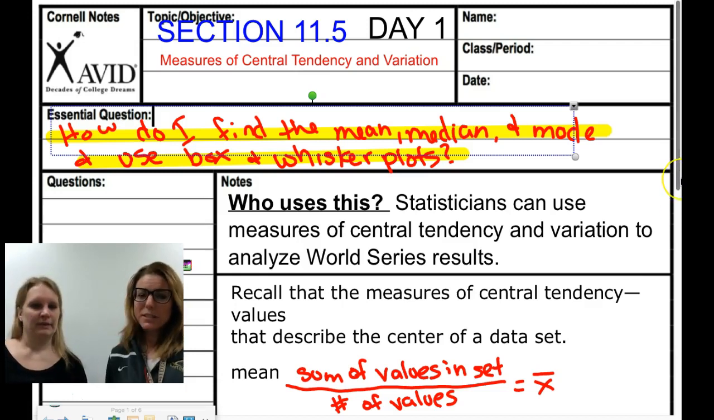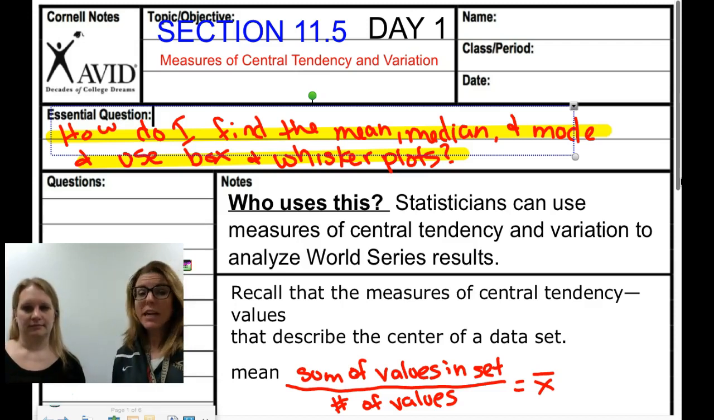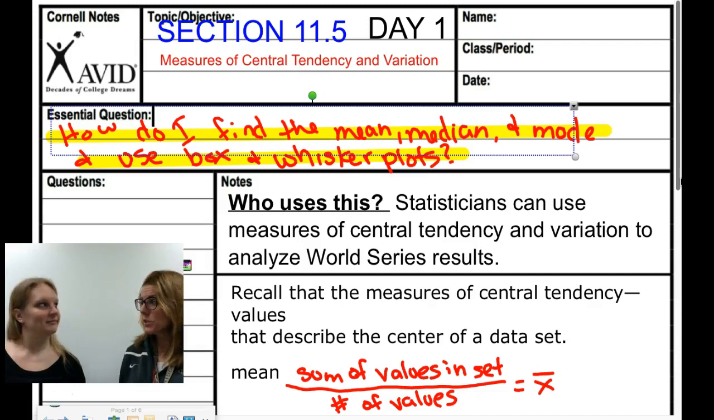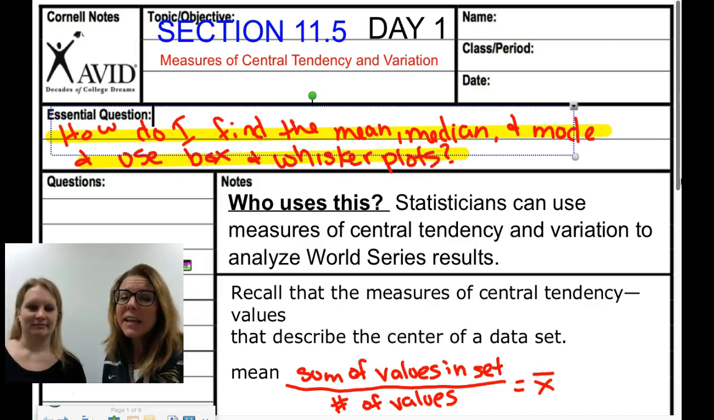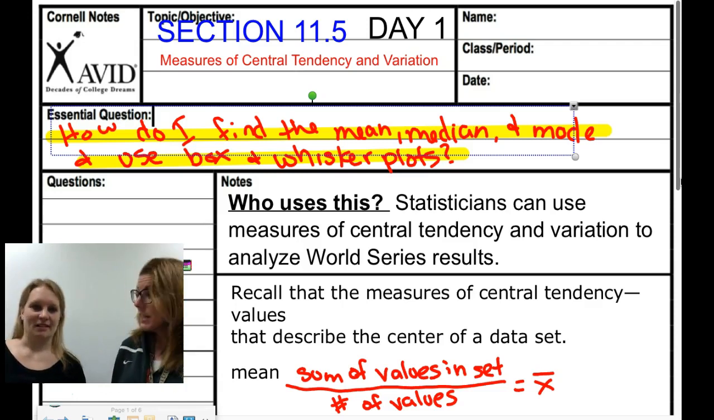So who uses this? Well, statisticians can use measures of central tendency and variation to analyze World Series results. And if you really like this section, you should consider taking AP Stats with Mr. Stouffer because he teaches it. Cool.